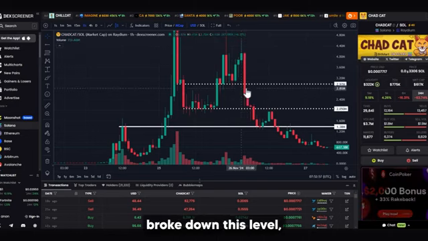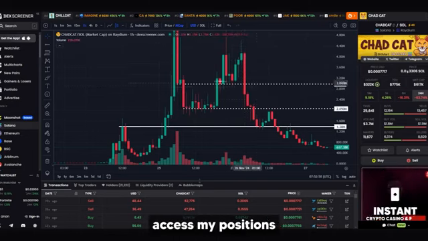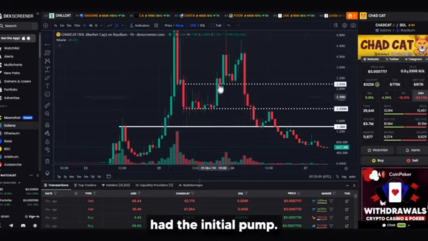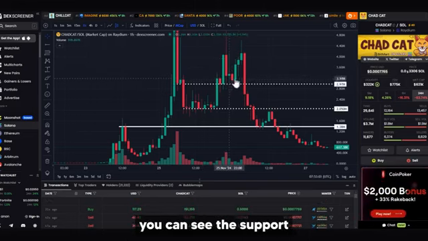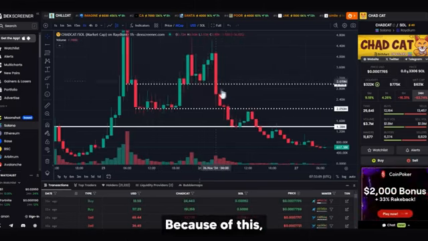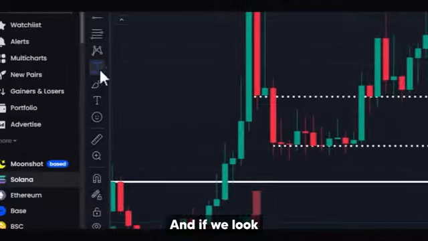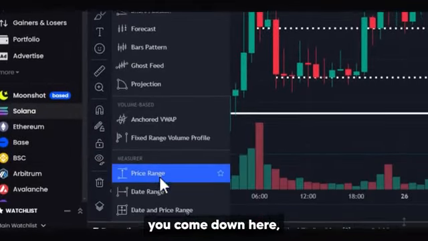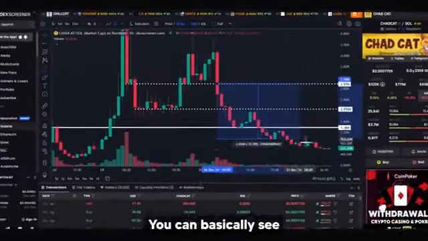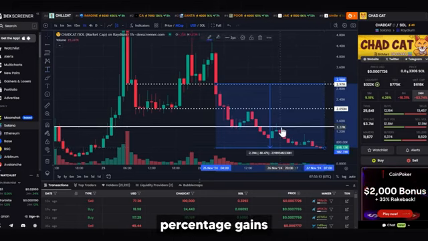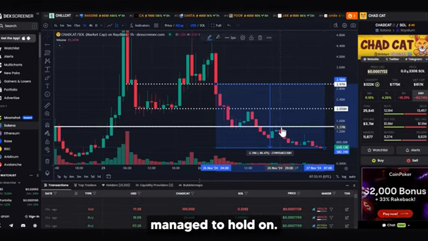And so when price action broke down this level, this is when I exited my positions, because we already had the initial pump. And on the second pump, you can see that the support didn't hold. Because of this, I exited my position here. And if we look at the price range tool, you come down here, you click the price range, and you can basically see how much percentage gains you would have lost if you managed to hold on.